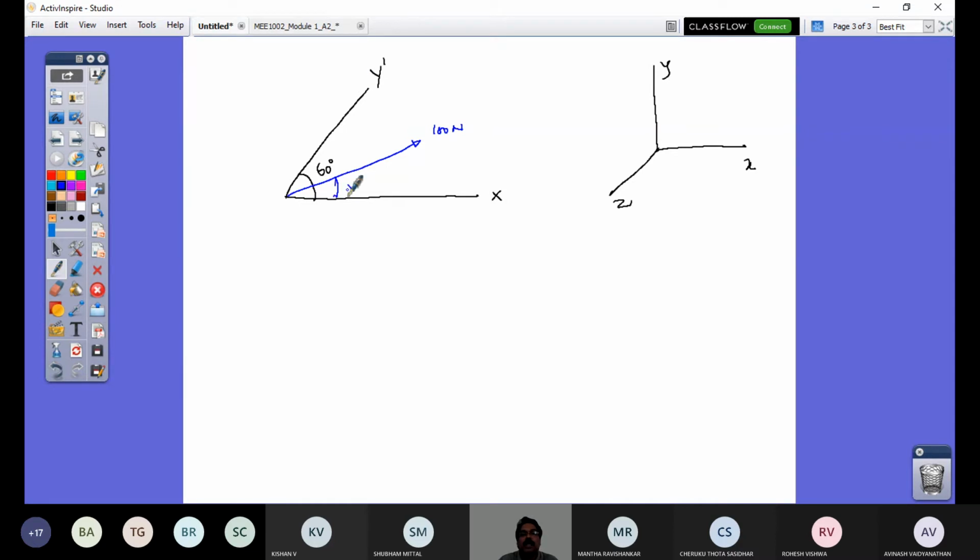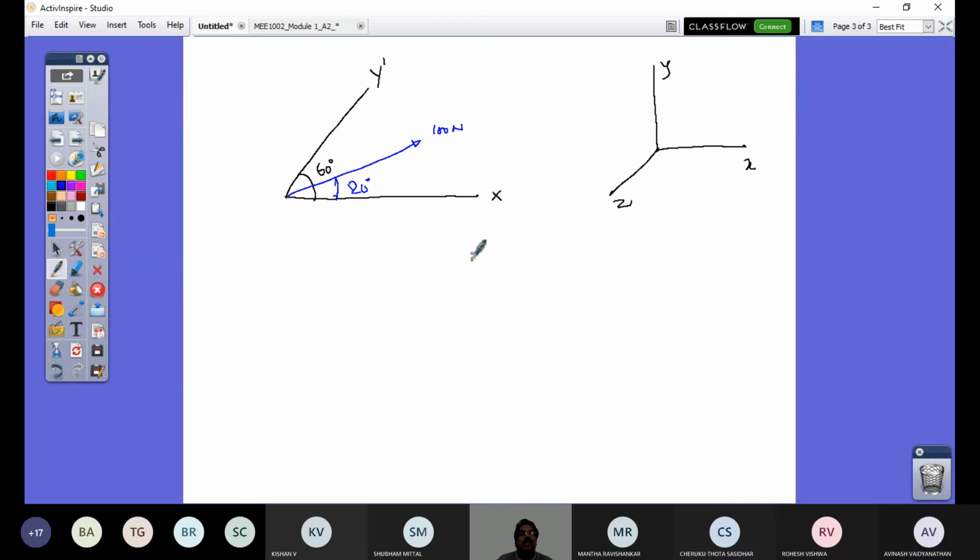So this angle is 20 degrees. Now I have to replace this 100 Newton force with two forces along the x and y dash axes. Can anyone quickly answer and tell how you go about doing this? A simple procedure is the same. How did we do it in a rectangular coordinate system? Same way.